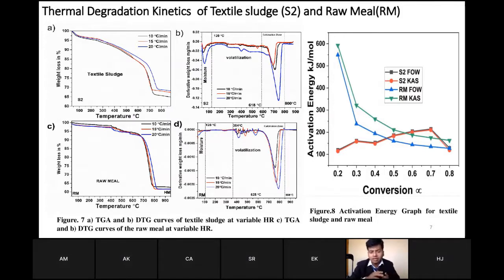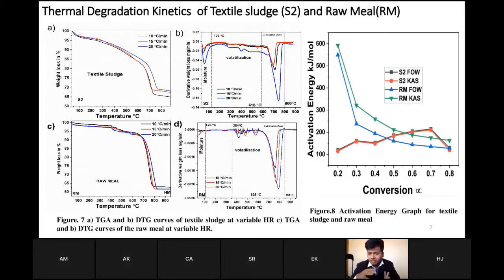The core heart of the work is kinetics. Kinetics is nothing but what is the best way to achieve the reaction, what is the minimum energy required to start the reaction and sustain it. That is called activation energy. As you can see, for textile sludge, the activation energy required moving from the reactants to product is very less compared to the activation energy of the raw mill.